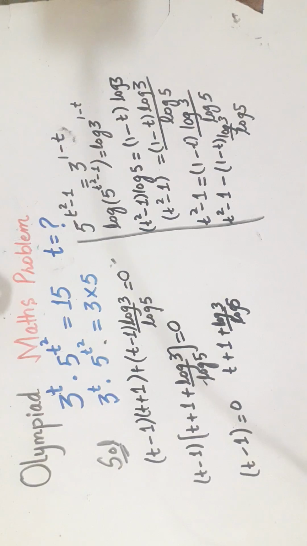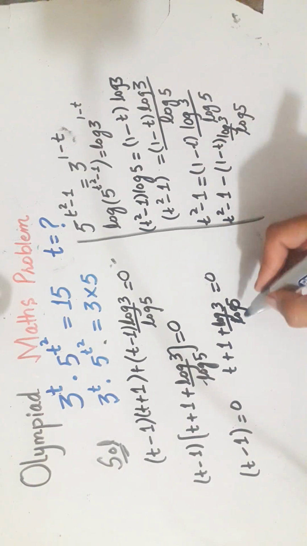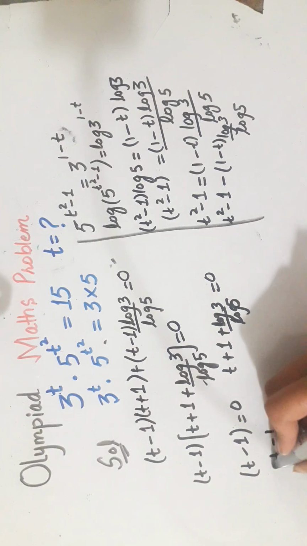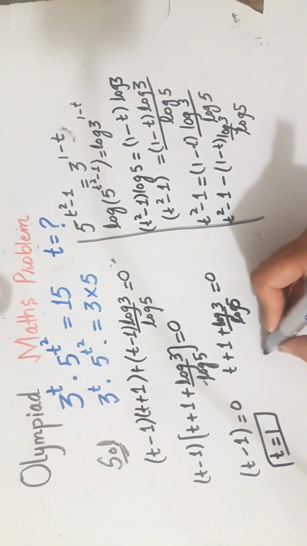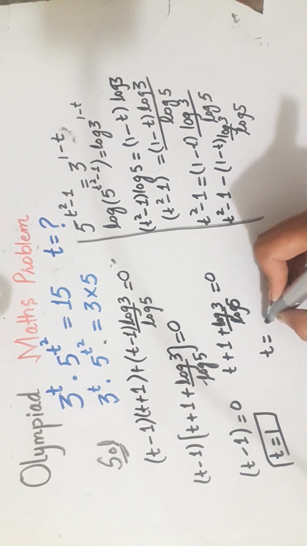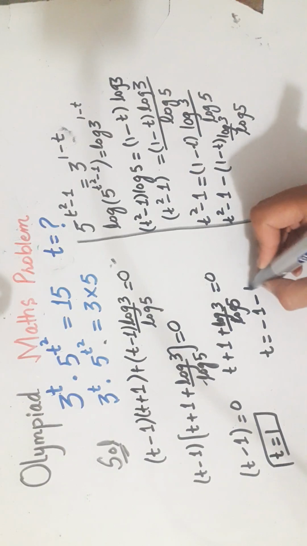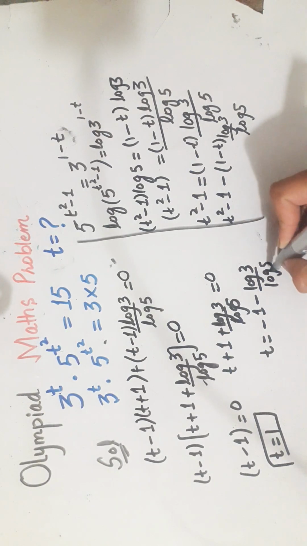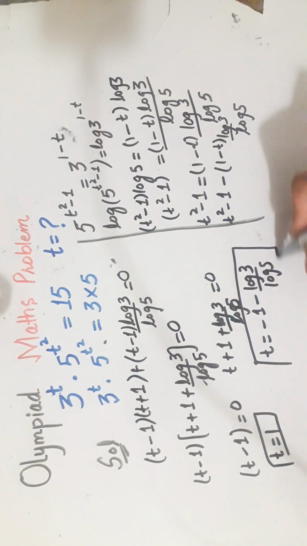Now after this, we have to find the value of t. So t equals 1. This is the first root, and the other root will be t equals minus 1 minus log base 5 of 3, that is log 3 by log 5. So this is the final answer.